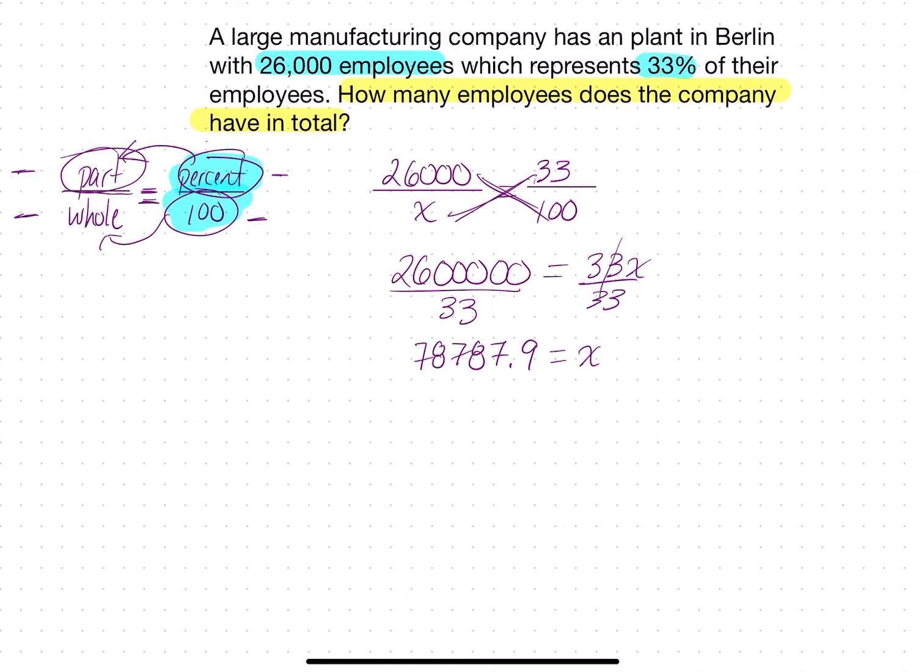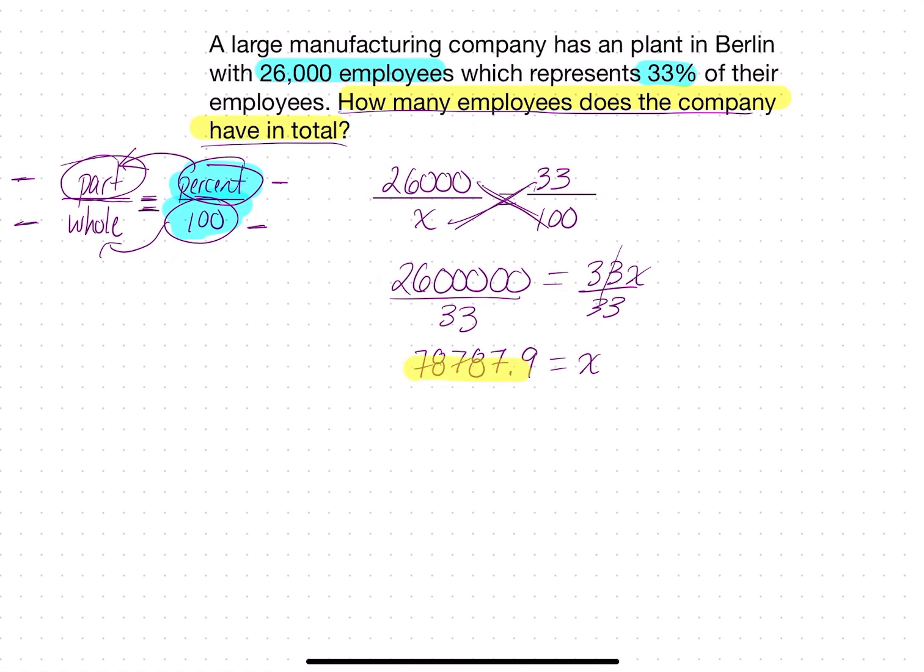We've done the math part, but what does this actually represent? Well, we were trying to find how many employees the company has in total. And if we look at our answer, I don't know about you, but I've never heard of 0.9 of a person, right? So we have to rewrite things, and we would say they have approximately 78,788, rounding it up to the nearest person, employees.